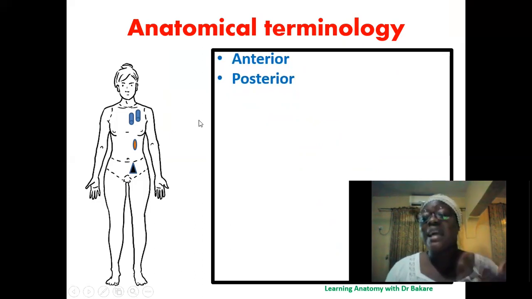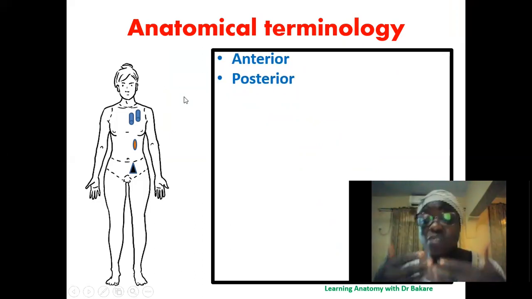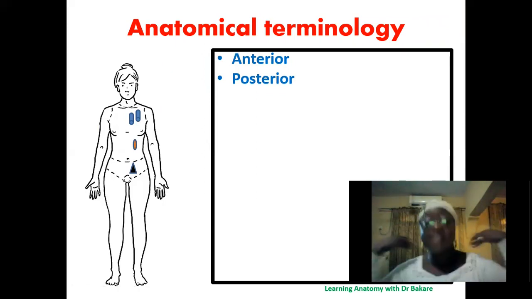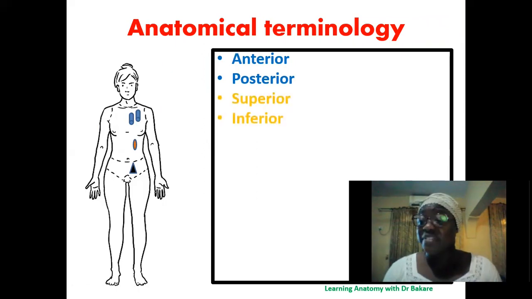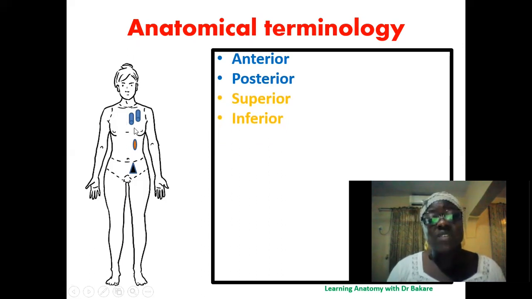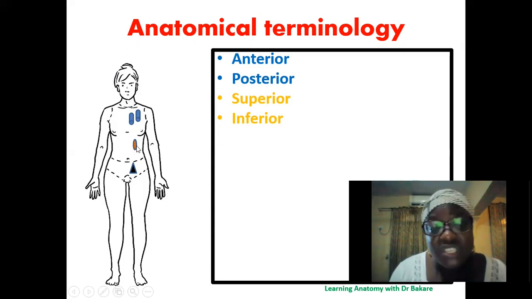We have anterior and we have posterior. Anterior means it is at the front, while posterior means it is at the back. We also have superior and inferior. Any structure that is located above the other is termed superior, while any structure that is located below the other tends to be inferior.